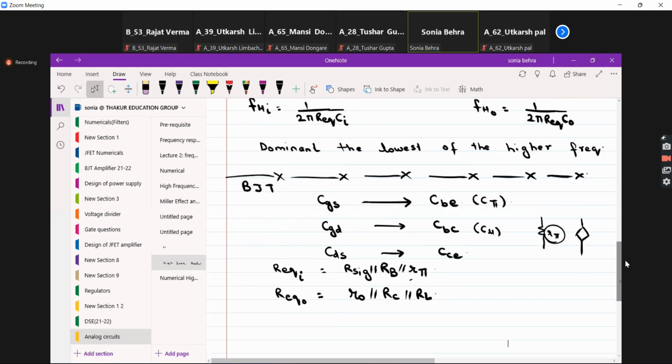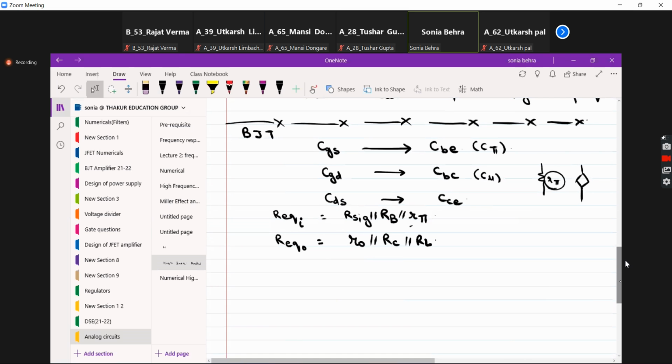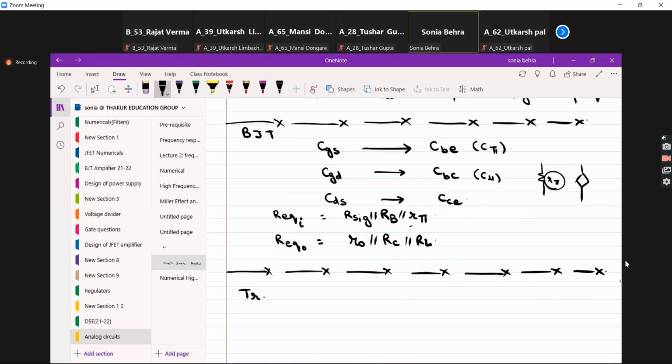One more important, very important frequency is there. One more very important frequency is there, which is known as your transition frequency. That is transition frequency.